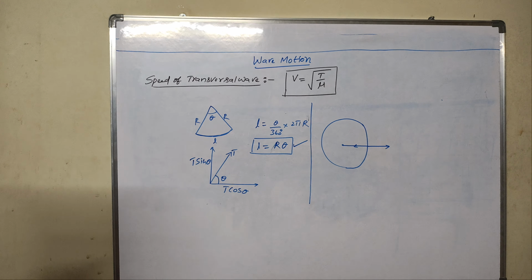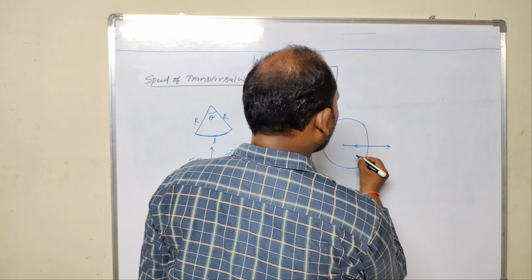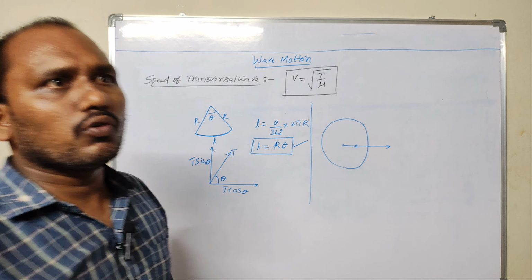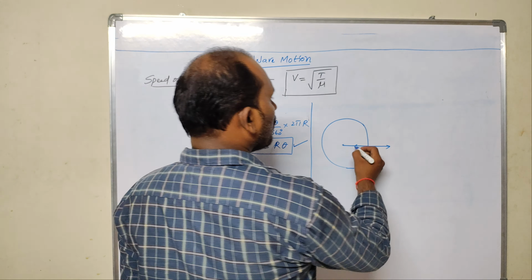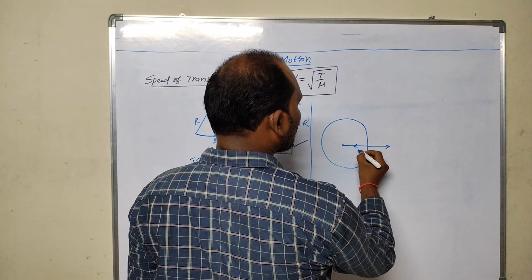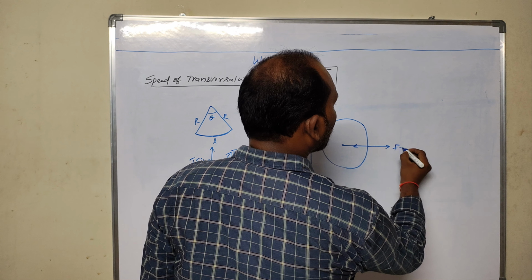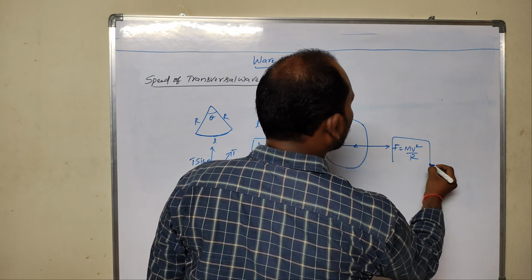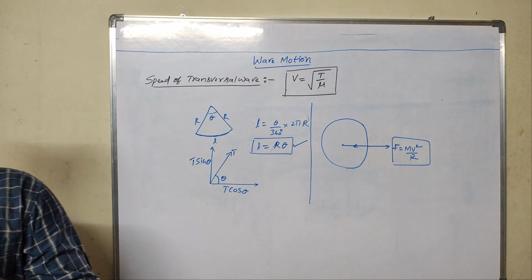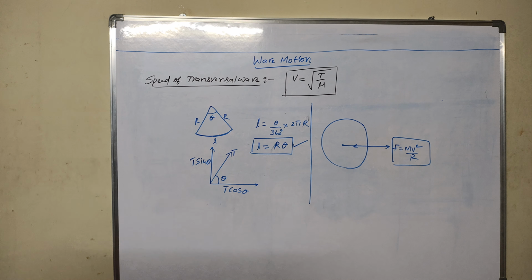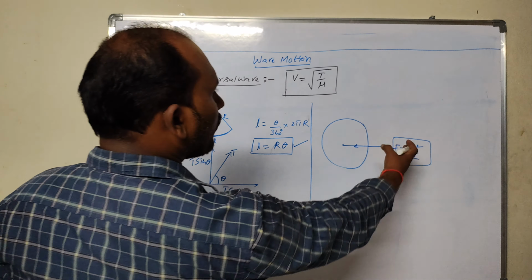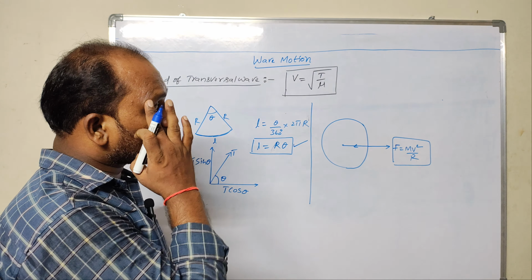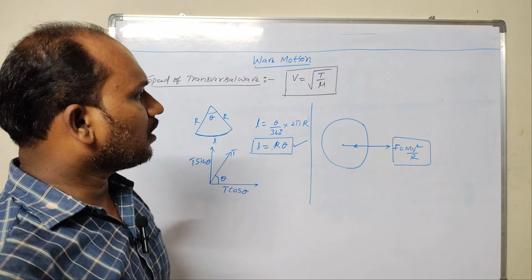Two forces are acting, one toward the center and one away from the center: centripetal force and centrifugal force. Centrifugal force is F = mv²/r. Two forces are acting in different directions with equal magnitude, that is F = mv²/r. Force is acting on that.